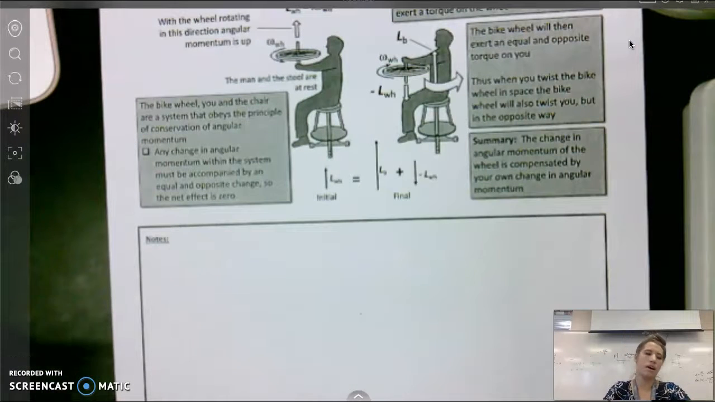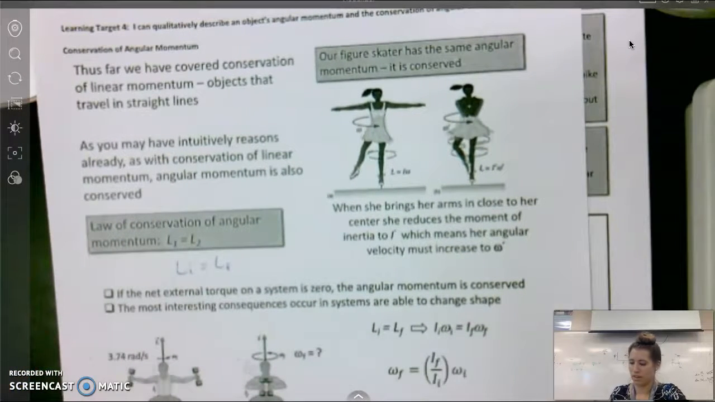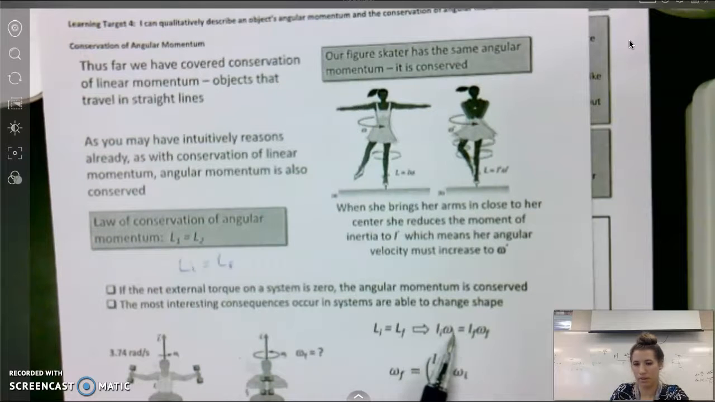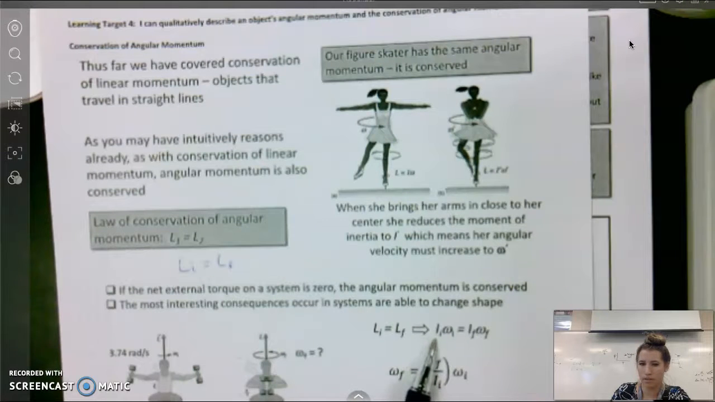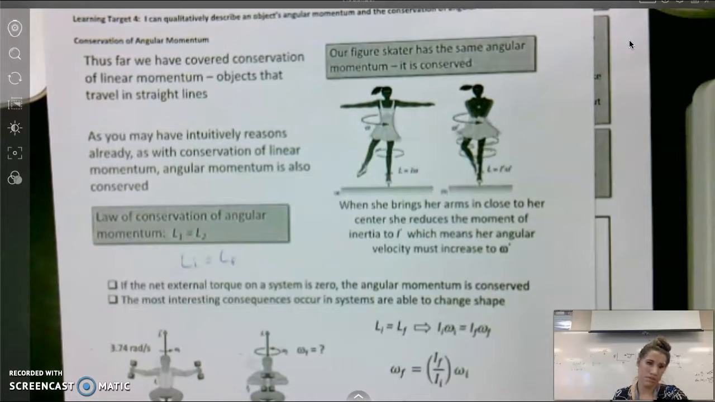Okay, so just make sure you have a conceptual idea of conservation of angular momentum. Primarily, this idea that whatever we start with, we have to end with. And here's our general equation: moment of inertia times angular velocity initial equals moment of inertia times angular velocity final. And that if we have a large moment of inertia that we then in a final state make smaller, then we must increase our angular velocity for these items to remain equal. And so that's why when we tuck our arms in, we start spinning faster.